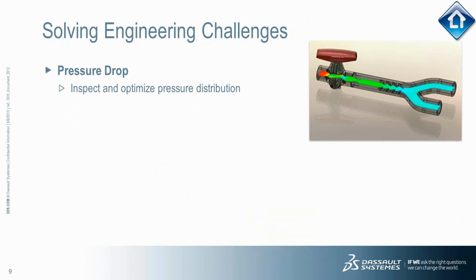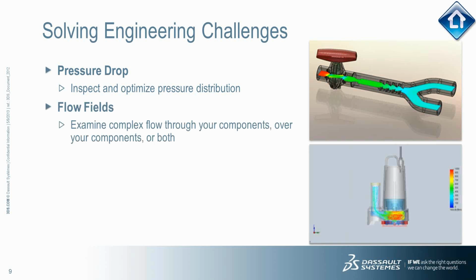Now, some of the engineering challenges that you're able to solve using this tool, one of the examples that I'm going to look at today is how do we calculate pressure drop within a system. Looking at the flow fields and truly understanding how the fluid is going to flow within or around your products. Once you have that understanding, you can make geometry changes to optimize that flow to make your products better.